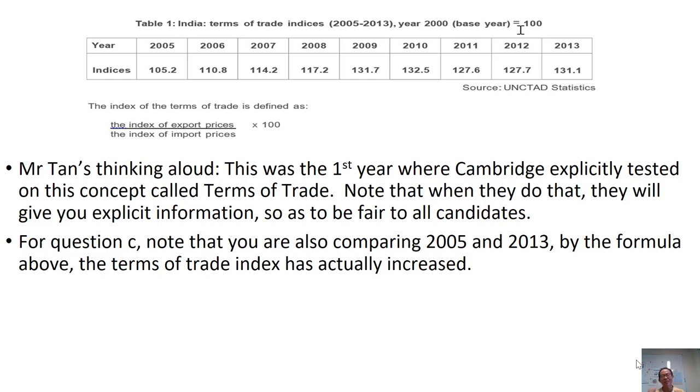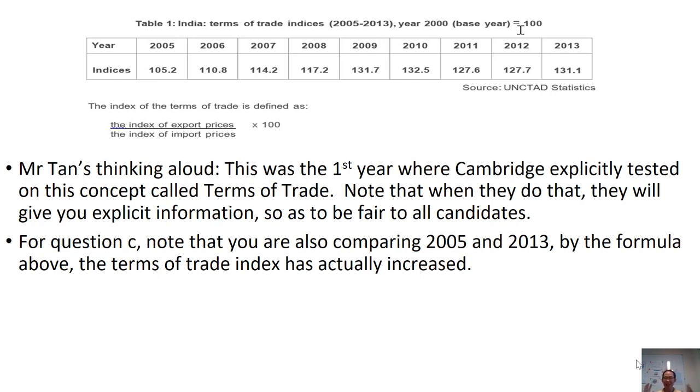Okay, so let me stress that in your coming A levels at the end of this year, sometimes you may get some new concept that probably in HCI we never taught you. You were not taught. Okay, so don't be too worried, because anytime they test something that they feel not every junior college might explicitly teach in their classes, they will give you explicit information so as to be fair to every candidate.